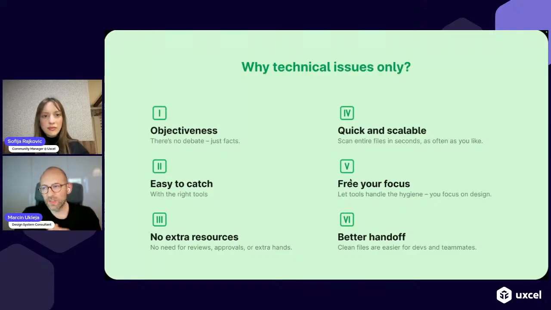And there are a few things that I think are very important to technical issues, and they are very unique. They are quite objective. We usually have no discussion about something that is a technical issue, and it is easy to say that this is an issue and this is not. So this is much easier than talking, for example, about the visual hierarchy or font pairings. So definitely this is something which makes technical issues quite unique.